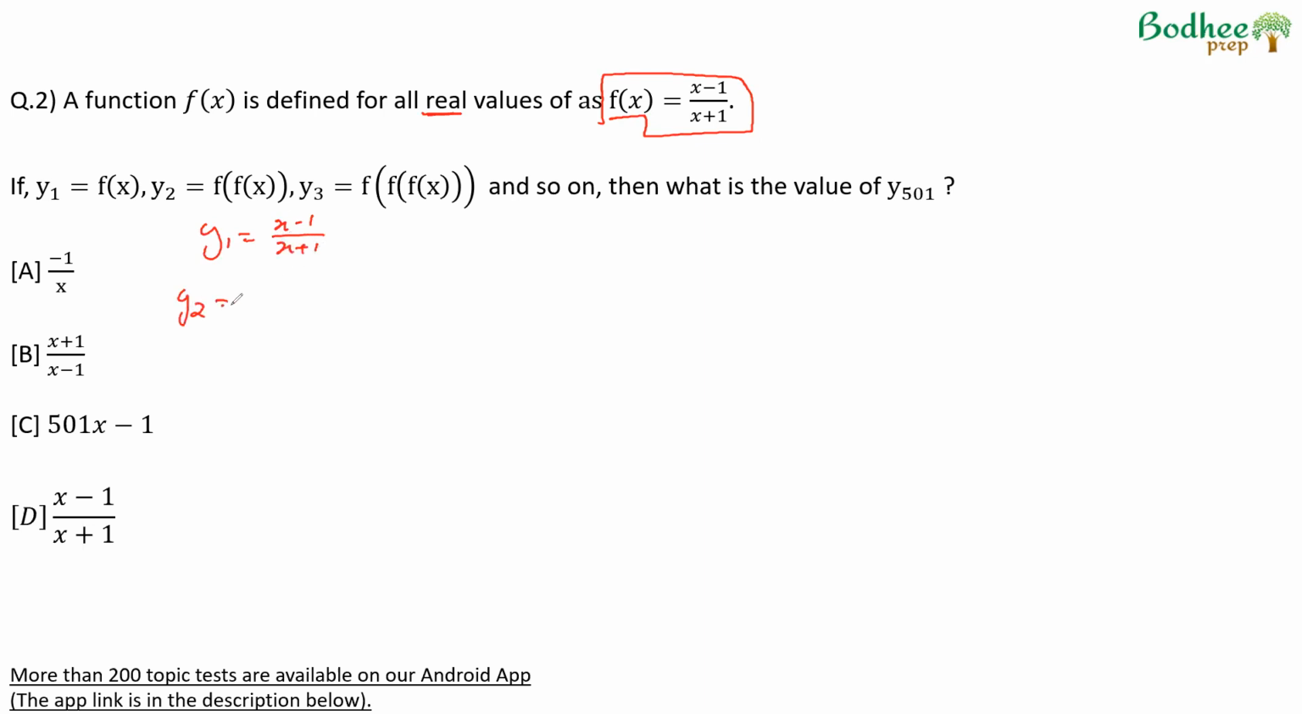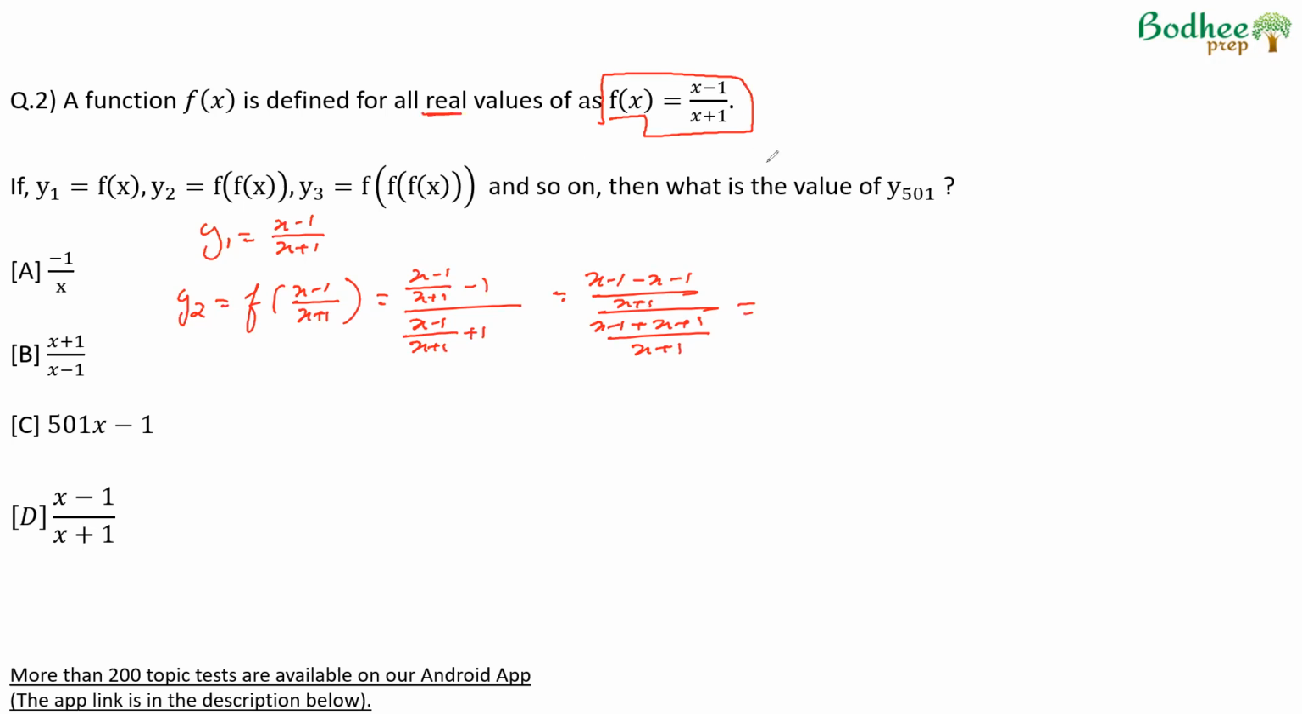Y2 will be f of x, which is x minus 1 upon x plus 1. So if we substitute the value of x as this expression, we will get x minus 1 upon x plus 1 minus 1 upon x minus 1 upon x plus 1 plus 1. Substituting this entire thing for x, this becomes x minus 1 minus x minus 1 upon x plus 1 upon x minus 1 plus x plus 1 upon x plus 1.